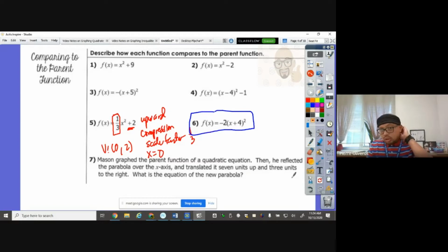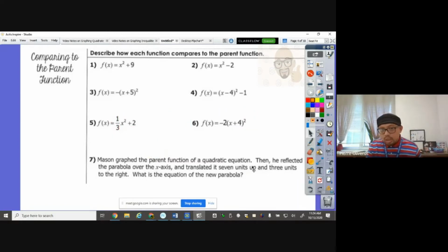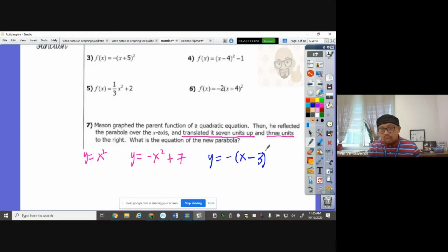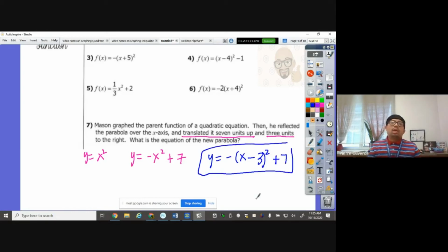Mason grabbed the parent function of a quadratic equation, so we know that the quadratic equation is y is equal to x squared. We know that. Then he reflected the parabola over the x-axis. So it flips down, so it becomes y is equal to negative x squared now. But it translated 7 units up. So we're going to put a plus 7 there. But 3 units to the right. So this will go to the right. So we know it will become y is equal to negative x minus 3 units squared plus 7. So that is our new equation.